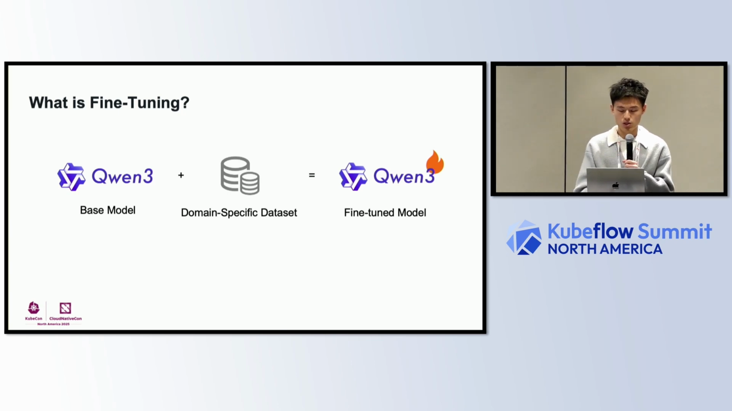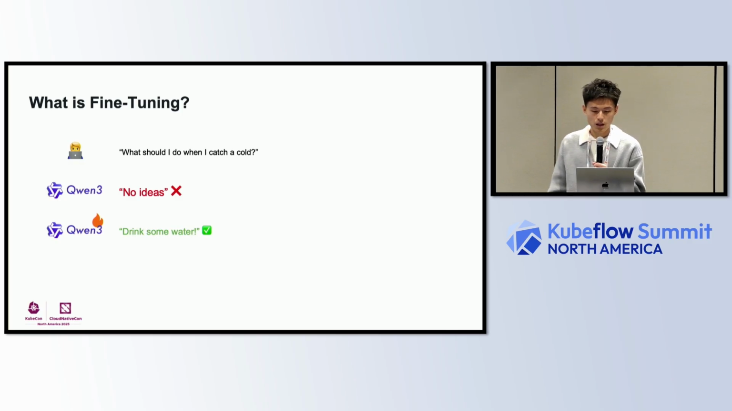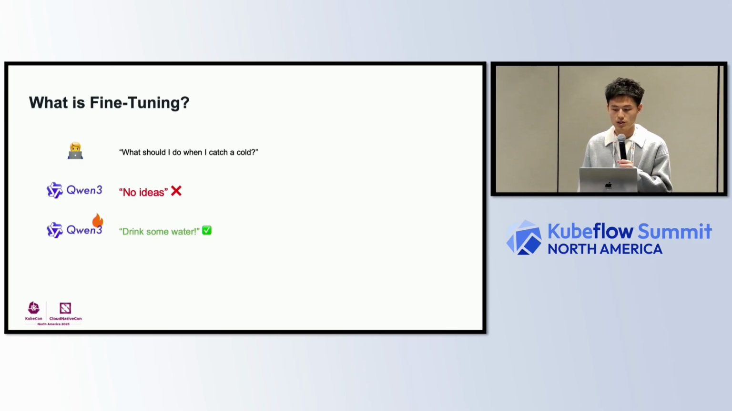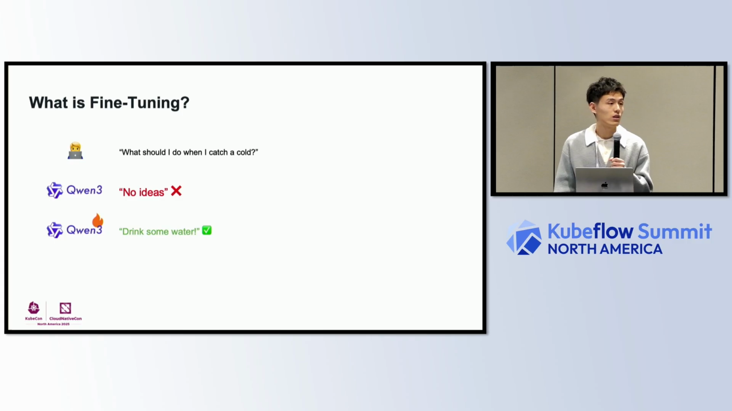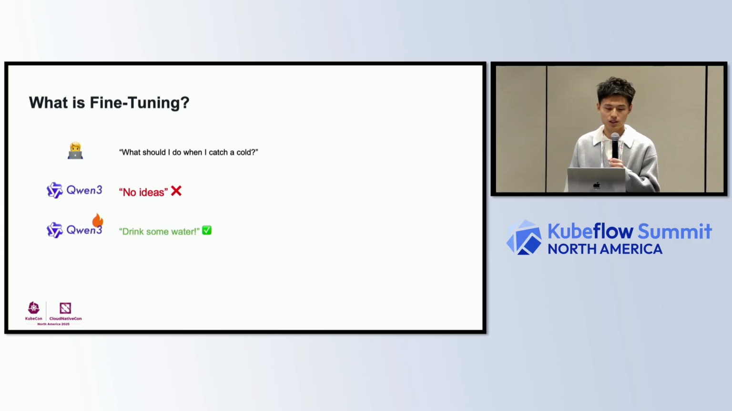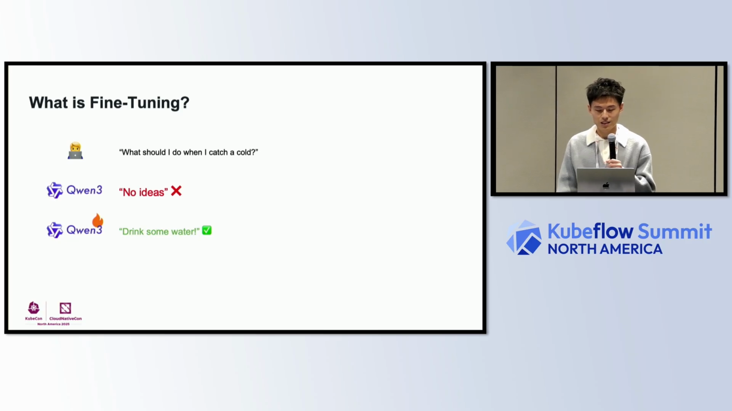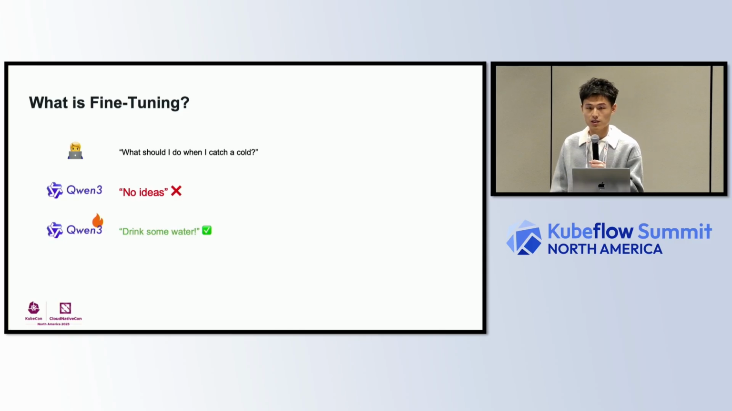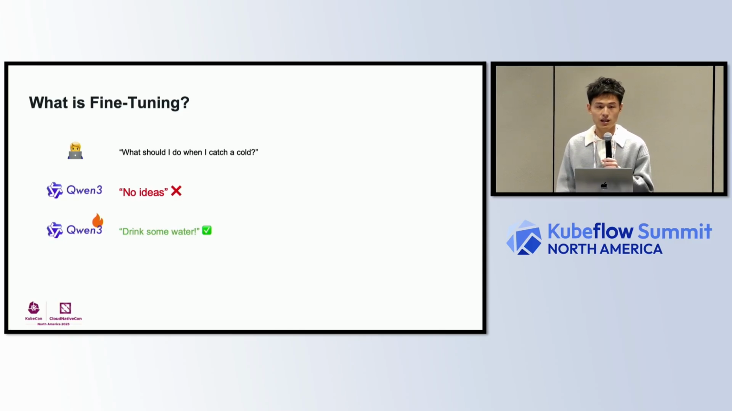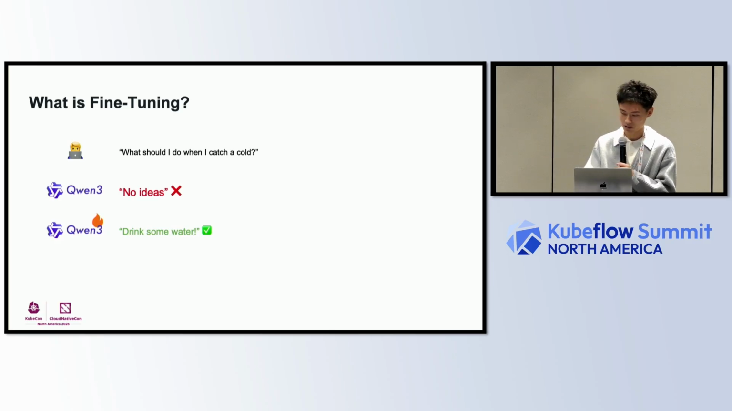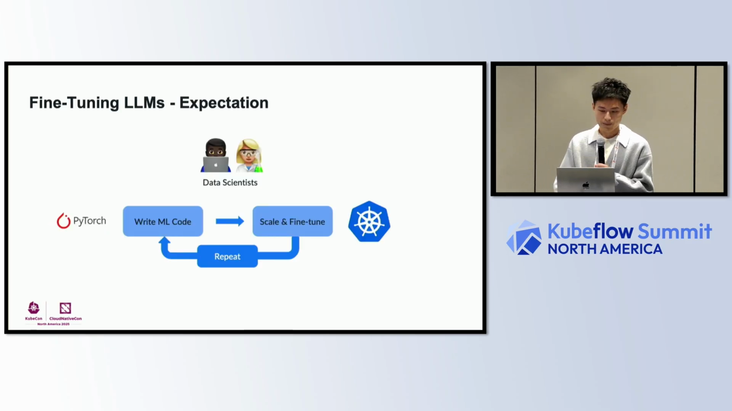Like the example we show in these slides. You ask, for example, what should I do when I catch a cold? Before the fine-tuning, the base model may answer that it has no idea. But if the model is fine-tuned with domain-specific datasets, like medical datasets, it can give more professional advice, like drink some water. That is fine-tuning.